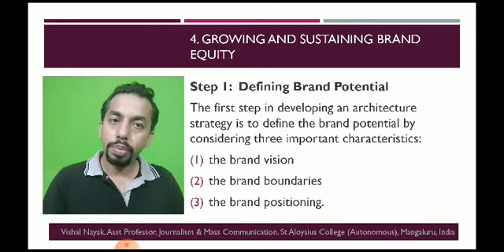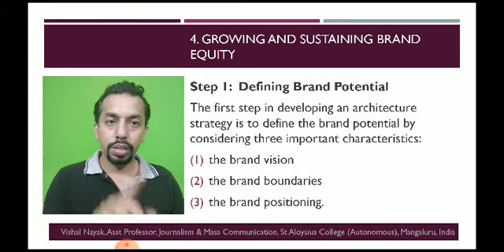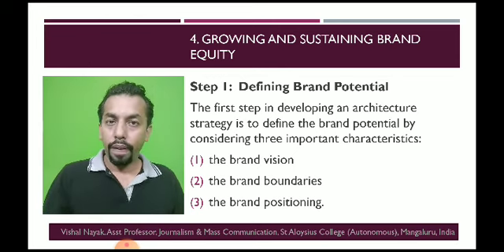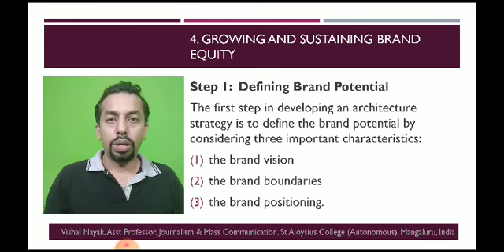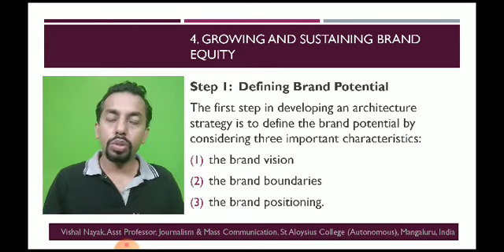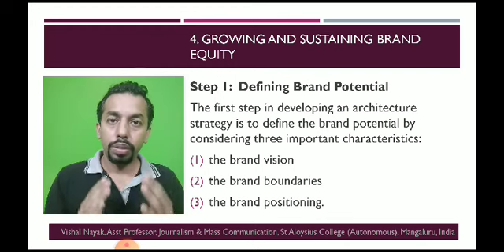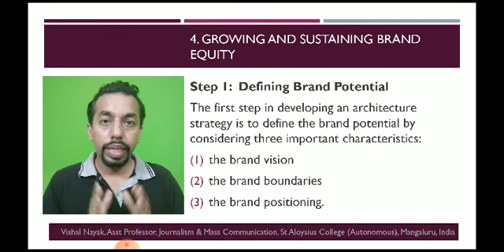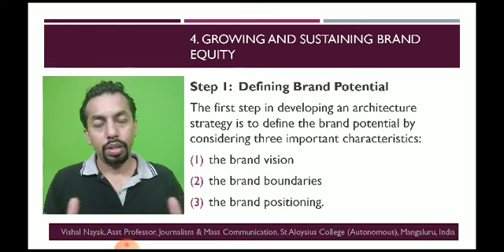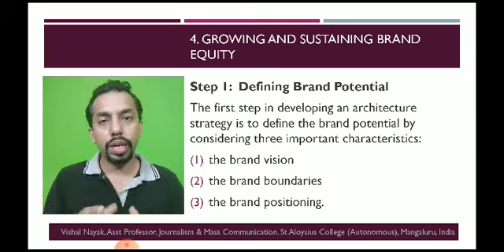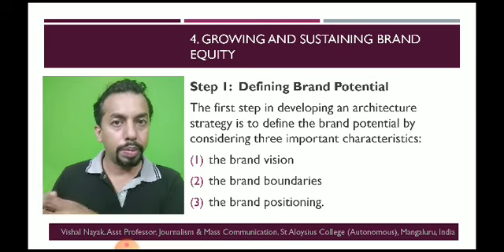So defining brand potential has three elements. One is the brand vision. What is the long term vision for the brand? Let's take Baiju's for example. The Baiju's vision was always to provide good quality content, e-learning for all people. So that was their vision, and their boundaries were: we are looking to target this particular target audience.